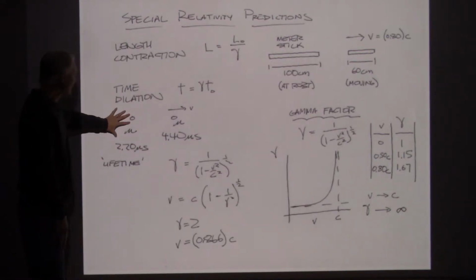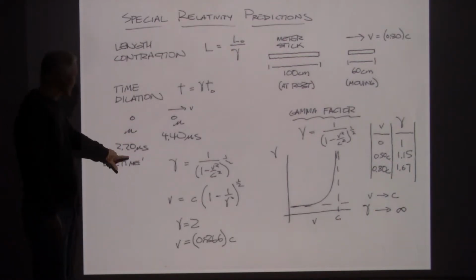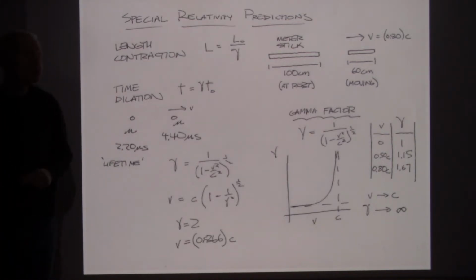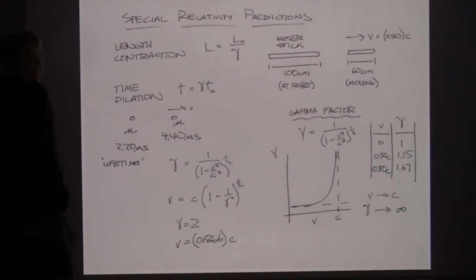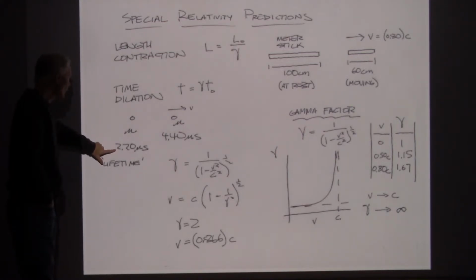If we generate muons in our labs, where they're just at rest, we measure their lifetime to be, on average, 2.20 microseconds. So it's not an especially long lifetime, although for unstable particles, this is actually one of the longest lifetimes that we observe. So 2.2 microseconds as a lifetime.